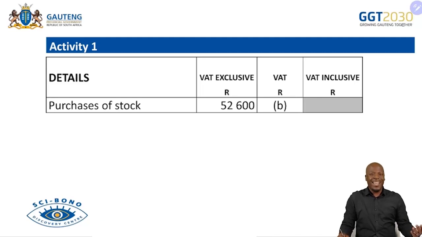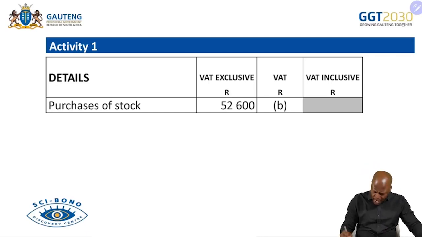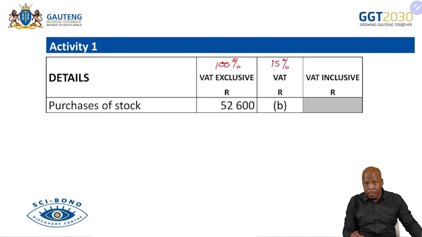Now, this is where the UK method kicks in. So remember, what is it that you want? Oh, we want B, VAT. So remember what we have established, that VAT exclusive is 100%. Exclusive. And VAT is 15%. And then our VAT inclusive becomes 115%.